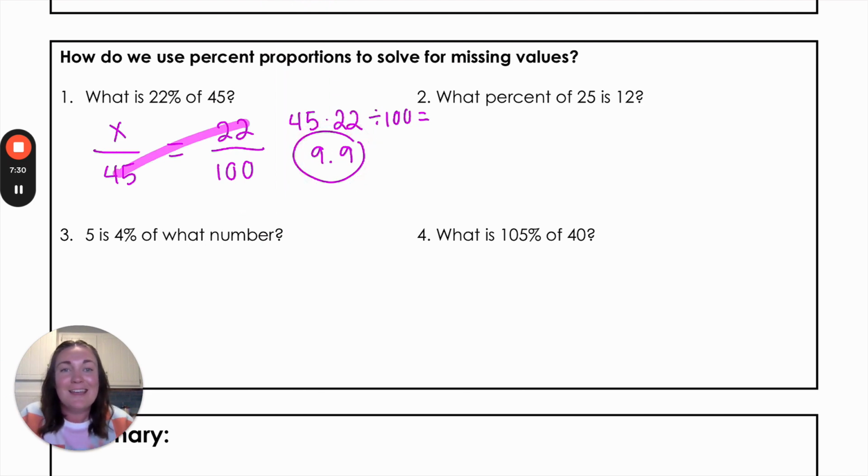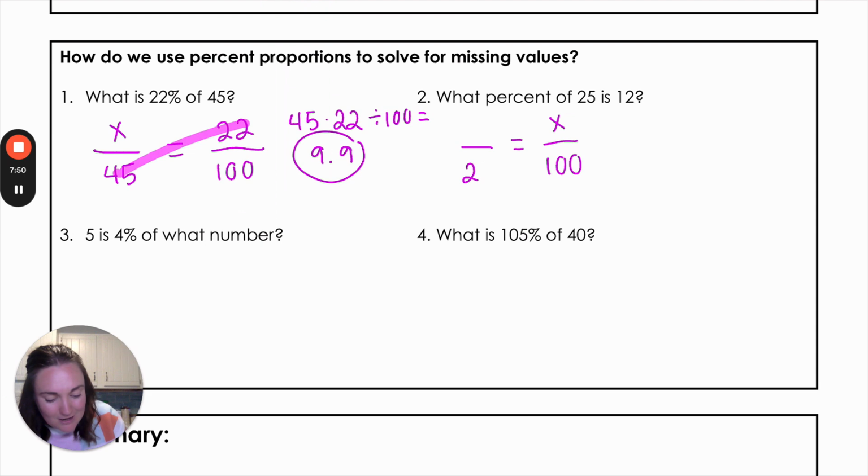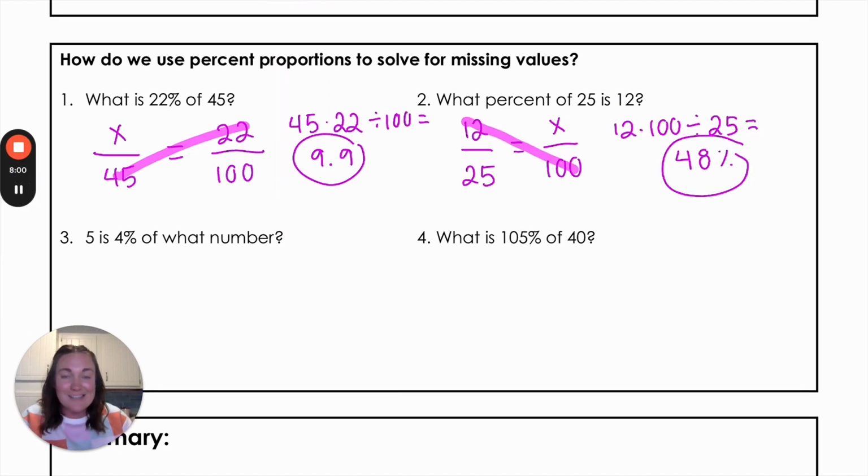Number 2, here is where we cannot use that Desmos trick, so we have to use that percent proportion. What percent of 25 is 12? So again, we have our 100 on the bottom. This time we don't know what the percent is, right? It's asking what percent, so that's actually going to be where our variable goes. Of 25, remember, of goes on the bottom, is 12. So is, that's the part on top. So we have that part over whole, percent over 100, and this time we're solving for the percent. So this time multiplying 12 times 100, dividing by that leftover 25, we get 48%.